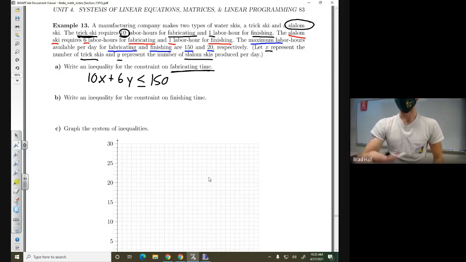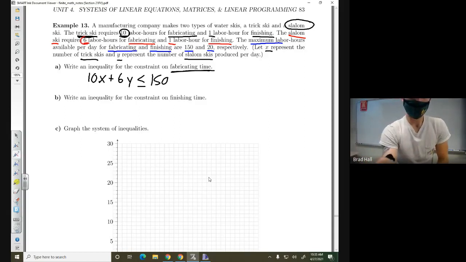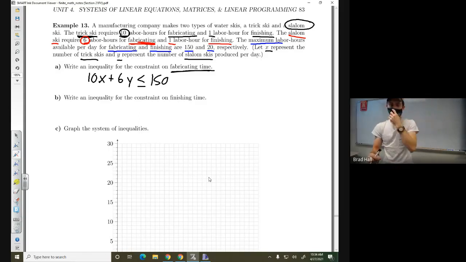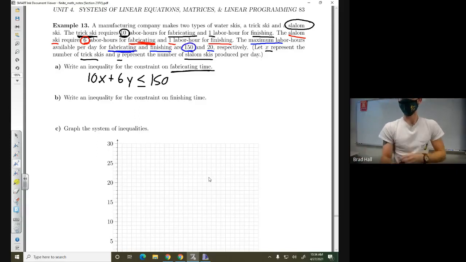The next time I see the word fabricating, 6 hours for fabricating. That's why I have the 6 for that one. And then it says the maximum number. So maximum meaning I need to use a less than or equal to sign because 10X plus 6Y cannot exceed the 150. That's why I have the less than or equal to symbol. And it says the maximum for fabricating is 150. So I'm putting all the fabricating numbers together.